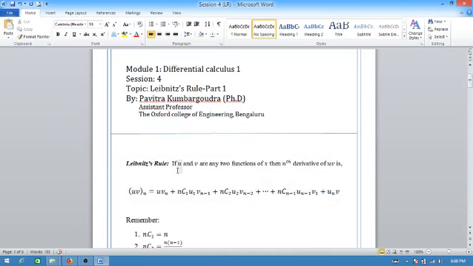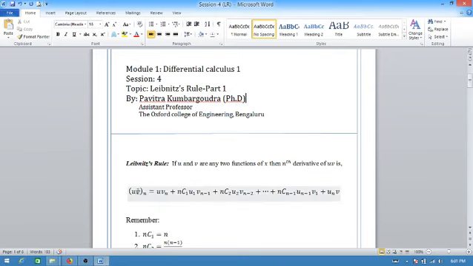Leibnitz rule states that if u and v are any two functions of x, then the nth derivative of uv is written as: first u into the nth derivative of v, plus nC1, the binomial coefficient, times the first derivative of u and the (n-1)th derivative of v, plus nC2 times the second derivative of u and the (n-2)th derivative of v, and so on, plus nC(n-1) times the (n-1)th derivative of u and the first derivative of v, plus nCn, which is 1, times the nth derivative of u into v.